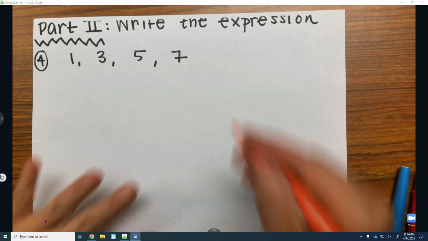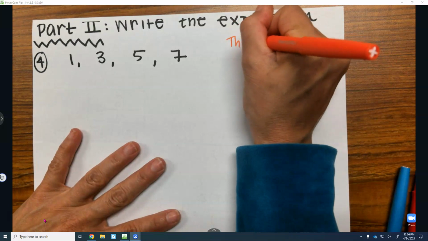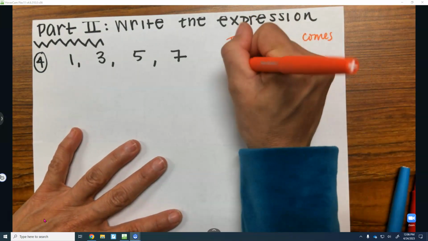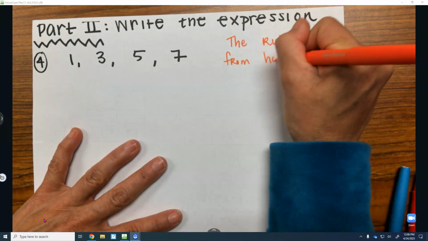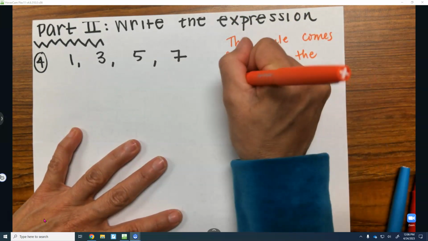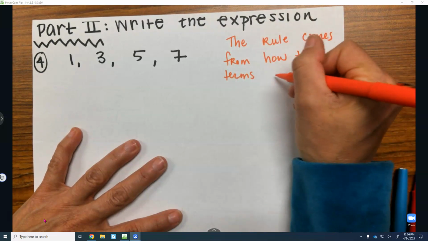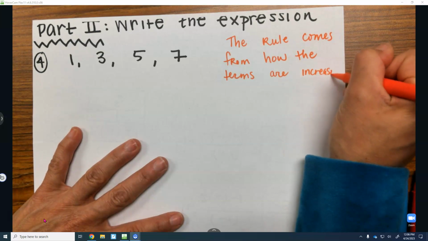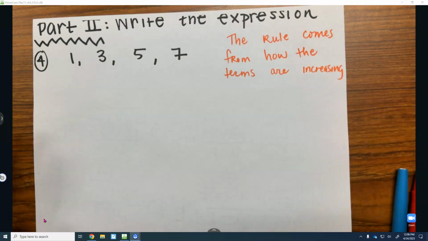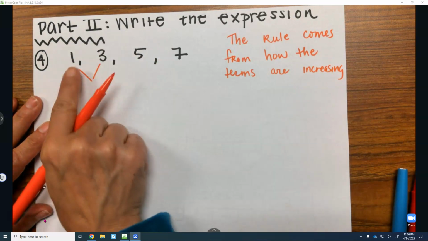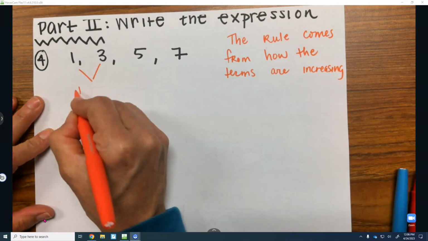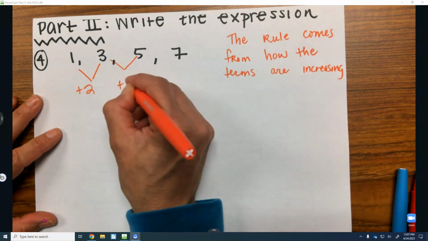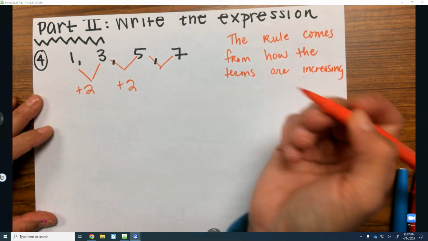So the rule comes from how the terms are increasing or decreasing. For example, let's look at this. How does a 1 get to be a 3? Plus 2. How does a 3 get to be a 5? Plus 2. How does a 5 get to be a 7? Plus 2.